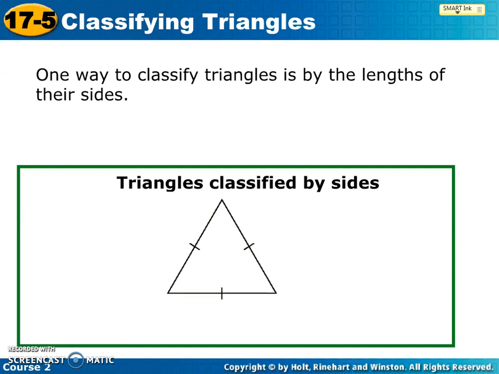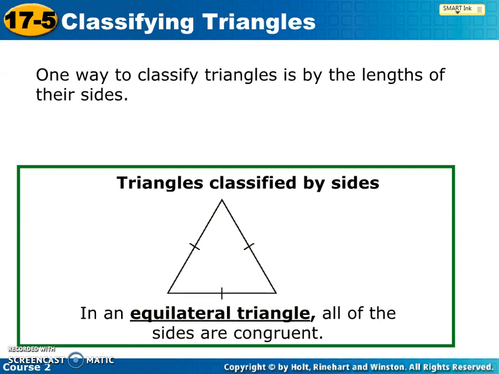The third triangle is called an equilateral triangle. In an equilateral triangle, all of the sides are congruent. So all sides are the same. And you notice here by our picture, we have one tick mark on each side, which means that all the sides are the same measure.